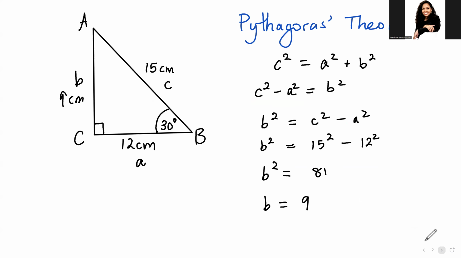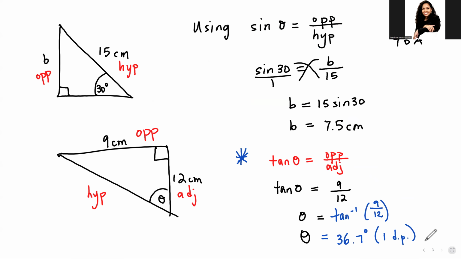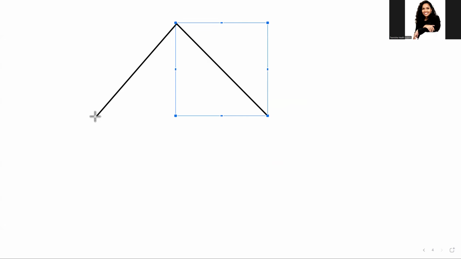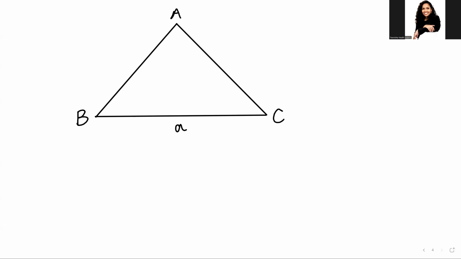But you will also be required to find unknown angles and sides in non-right angle triangles. Can anybody tell me which two rules you use when you are trying to find an unknown side and an unknown angle in a non-right angle triangle? Which are the two rules? Do you all know them? There are two rules. What are they? Tristan, what are the two rules?